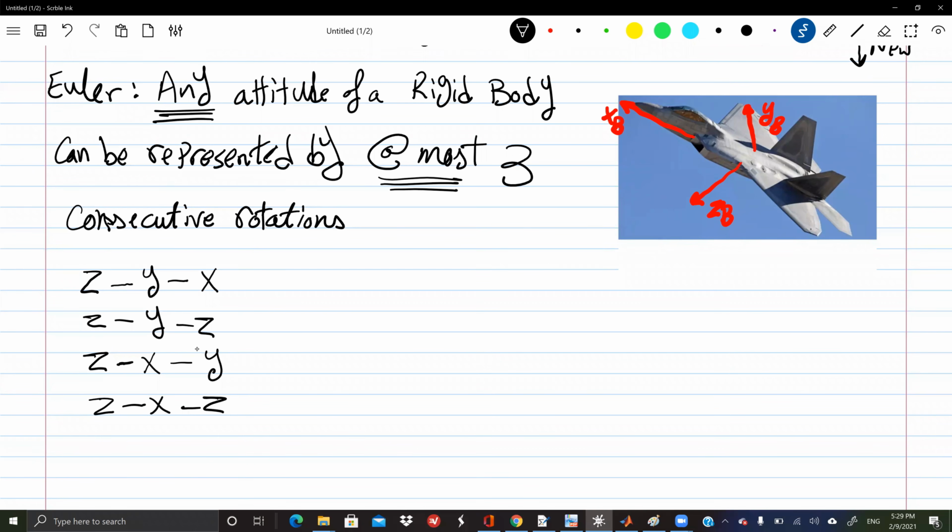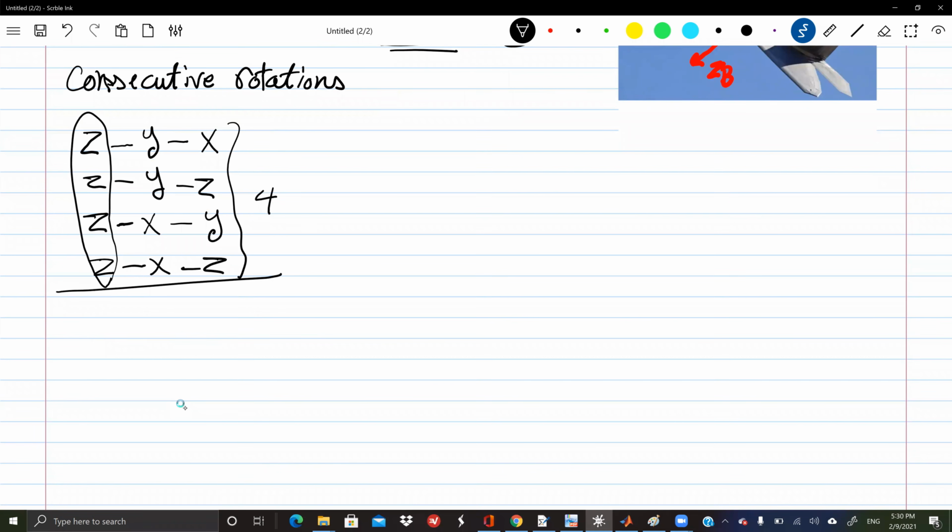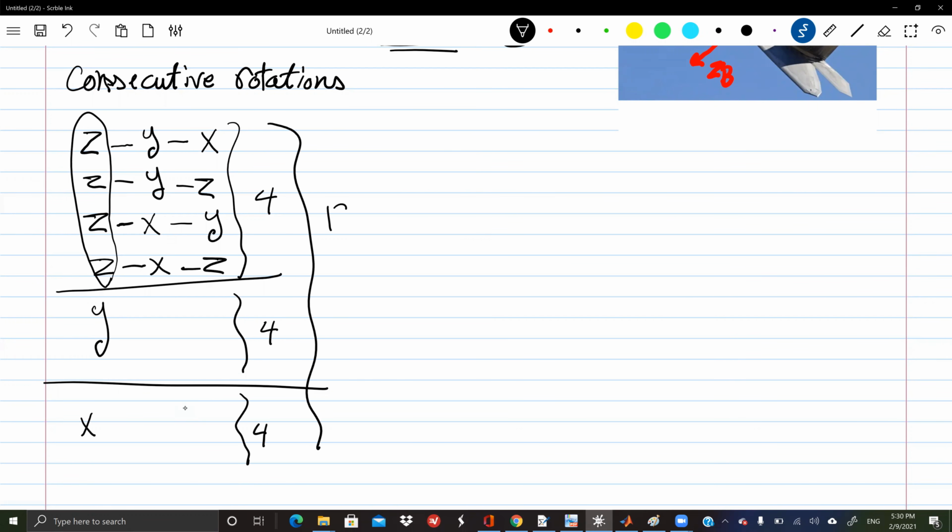Any question about that? So you can see if I start with Z at the beginning, I actually get 4 possible combinations. And no one ever forced me to start rotating about Z. I can start rotating about Y, getting a different 4 possible combinations, or I can start rotating about X, getting another 4 possible rotations. So in total, there are 12 possible combinations. Okay?